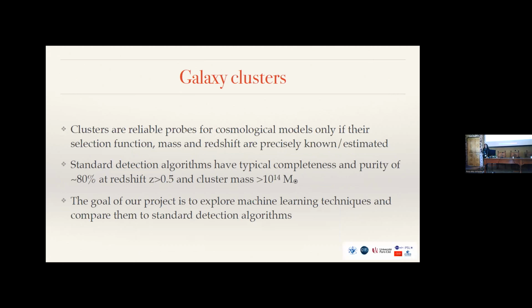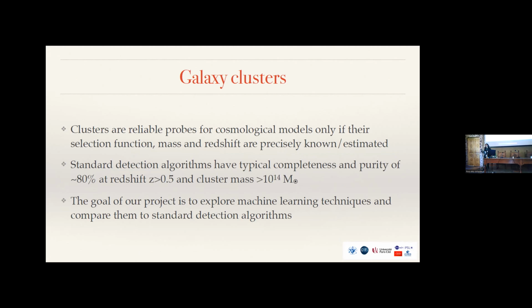So what do we know? We know that galaxy clusters are reliable probes for cosmology, and one of the probes that will be used by LSST, but only if we know exactly their selection function, the mass and redshift. The standard detection algorithms have typical completeness and purity of 80% at the redshifts that are important for the LSST survey, for which we will have many more candidates with respect to the large surveys today, and cluster masses larger than 10 to the 14 solar masses.